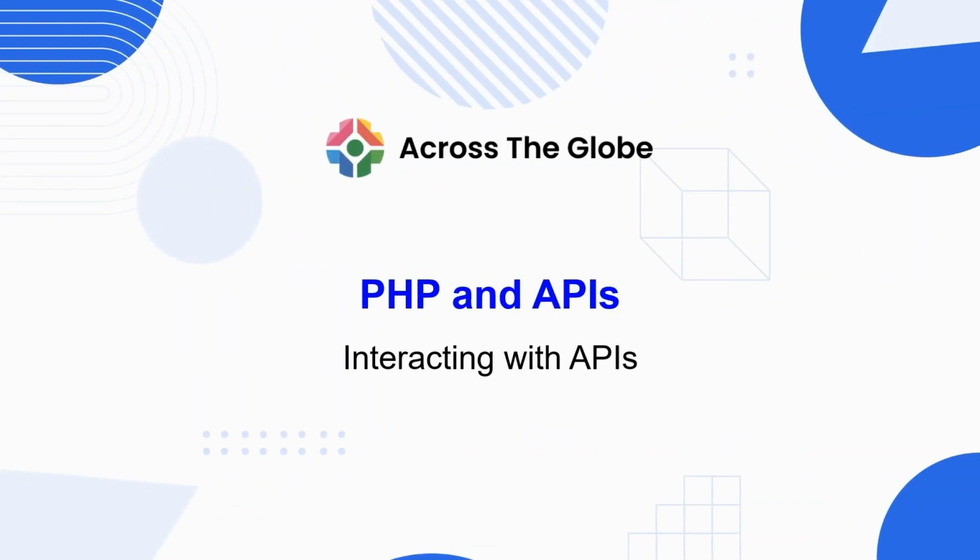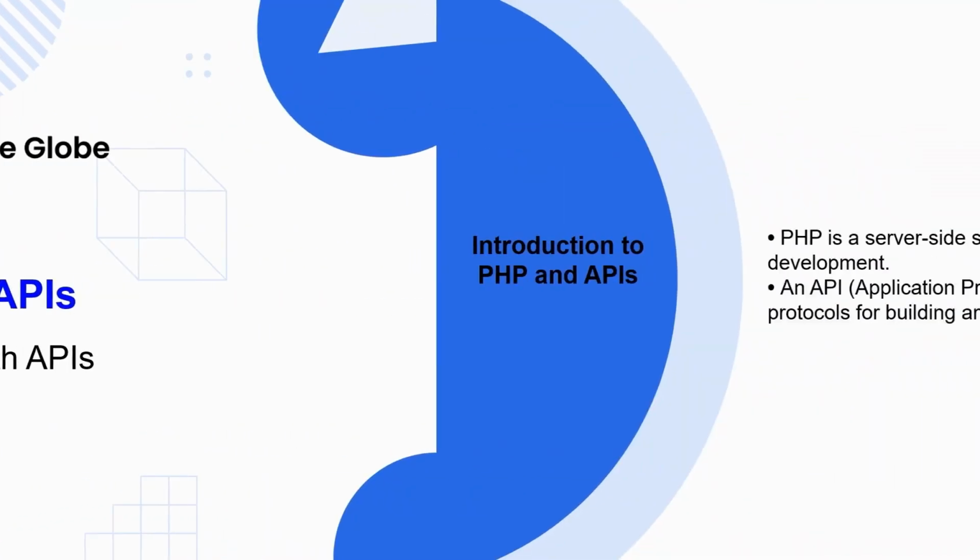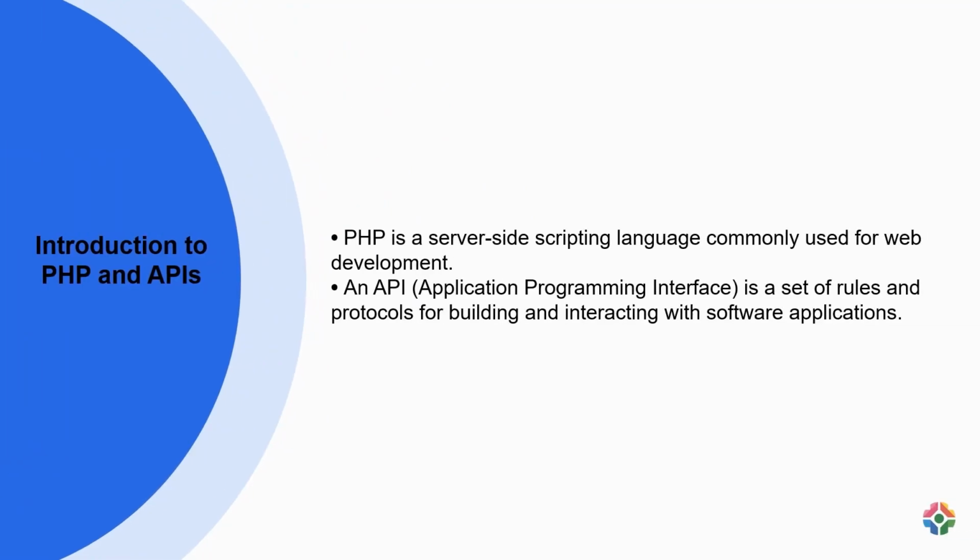Today we will learn about PHP and APIs. PHP is a server-side scripting language utilized for web development tasks. It enables the creation of dynamic web pages and back-end systems for websites. On the other hand, an API, Application Programming Interface, serves as a set of rules and protocols for developing and interacting with software applications. For instance, a mobile app using a social media API can retrieve user data from the social media platform to display on the app interface seamlessly.